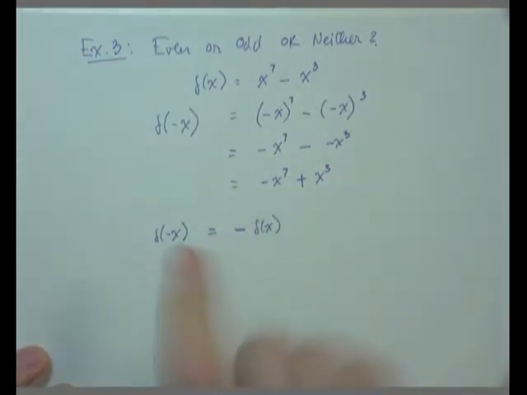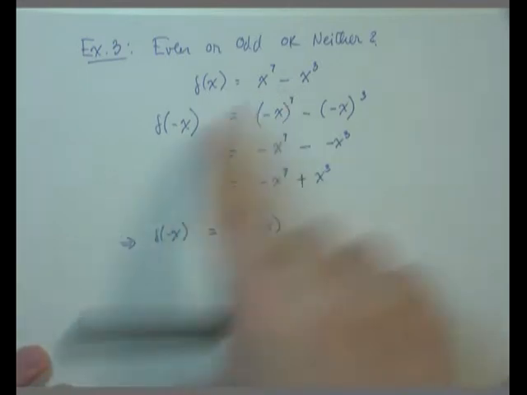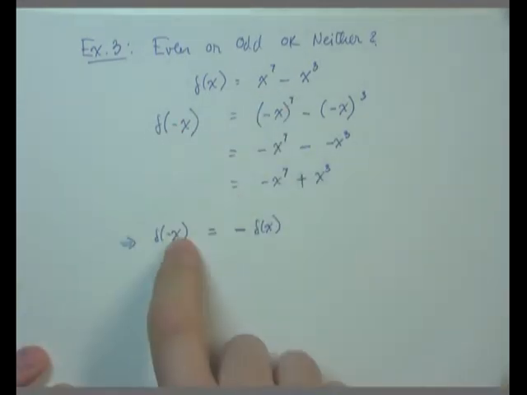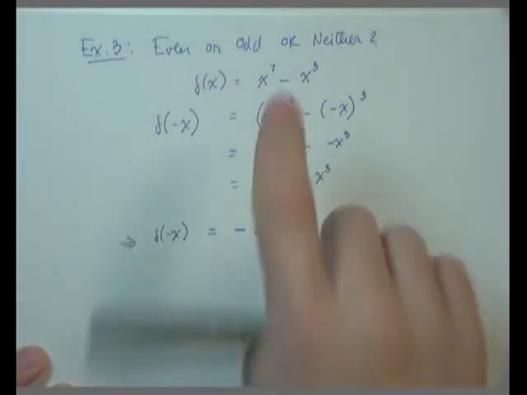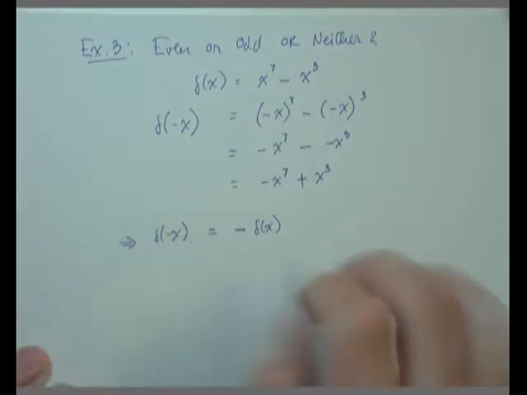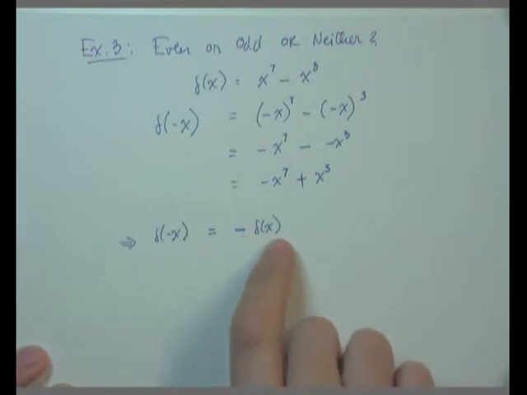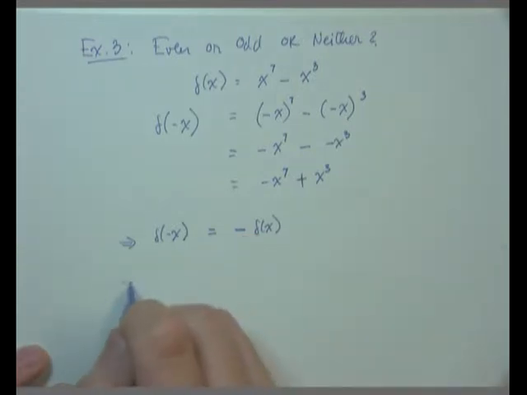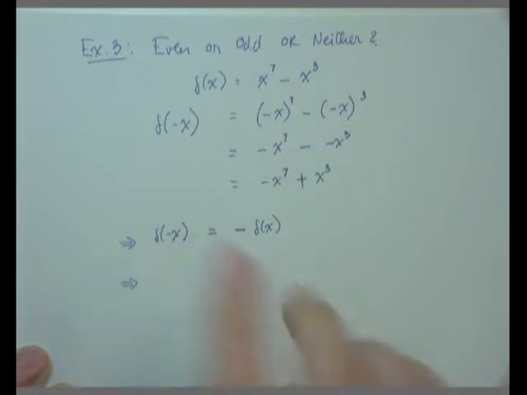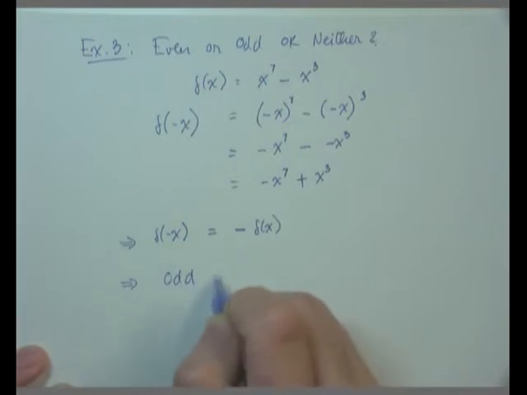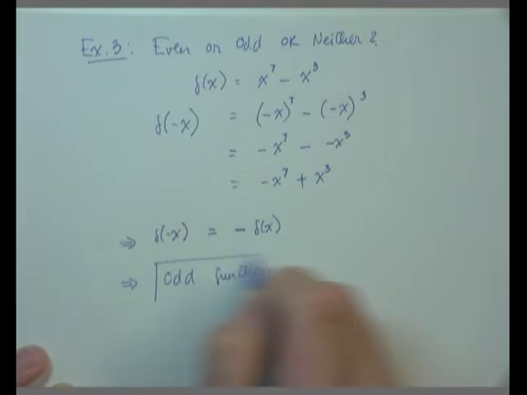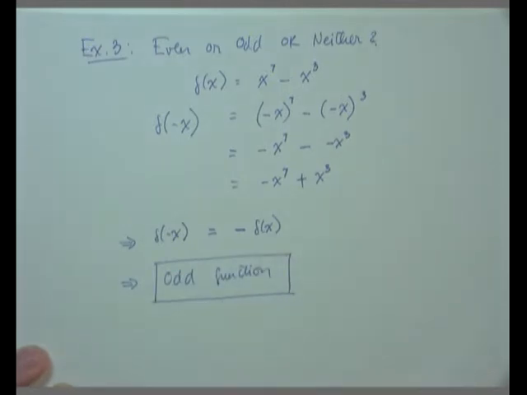So that's indicating that my function taking minus x for the input equals the opposite of the original function, or in symbols, a minus in front of the function f of x. That implies this satisfies the condition for being an odd function. So my function in this case is an odd function. We are now able to say that the function is an odd function.